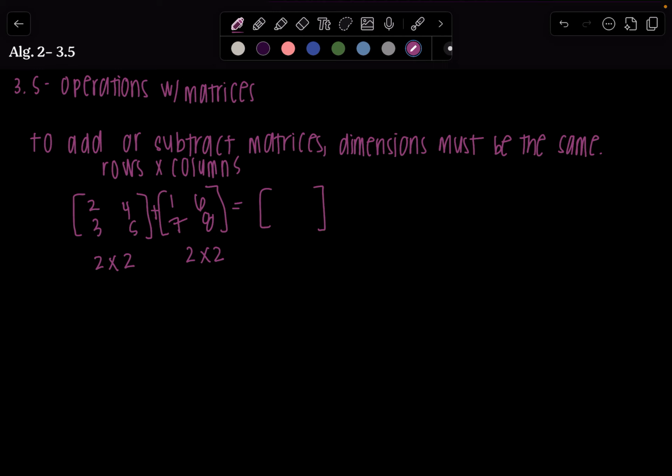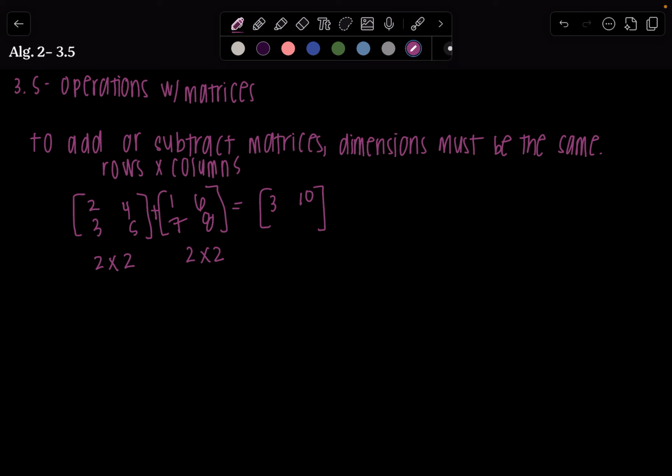To add or subtract matrices, again, the dimensions have to be the same because you work with the same components. So the top left of the matrix on the left and the top left of the matrix on the right, you add them together because that's the operator in between. So 2 plus 1 is 3. Then you do the top right. Top right of the left one is 4. Top right of the right one is 6. 4 plus 6 is 10.